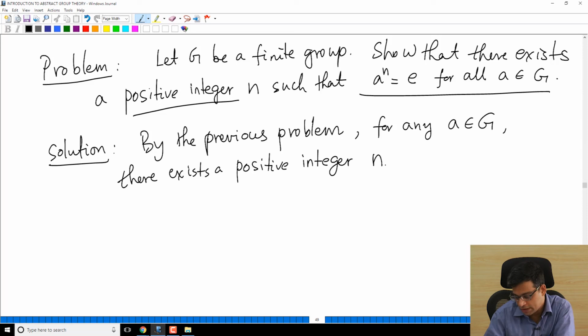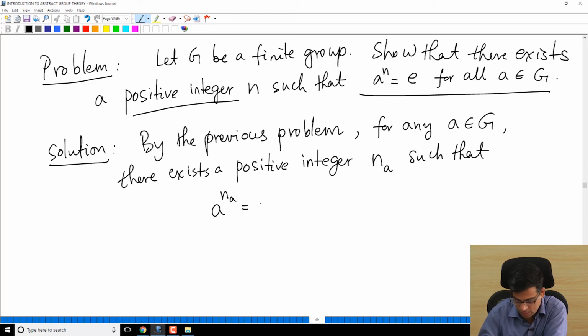Let me now call it n sub a, because this positive integer from the previous problem depends on a. So, let us call it n sub a such that a power n sub a is e. Remember, this is the content of the previous problem: there is a positive integer n a such that a power n a is e.